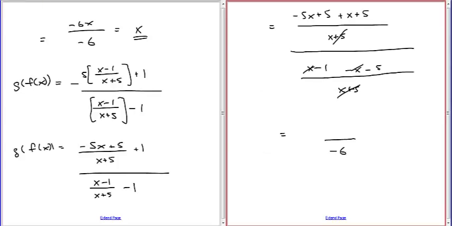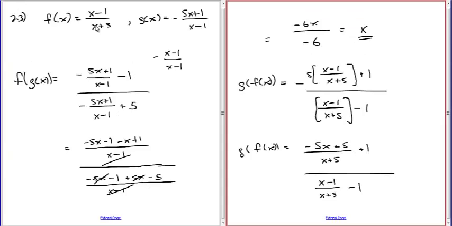So let's think about it. Let me just pause it. I found, because this should cancel out to negative 6x. And if this were negative and this were negative, that would work. So obviously there's a sign issue somewhere here. So let me, I think I know what it is. So this negative sign here applies to this whole thing.